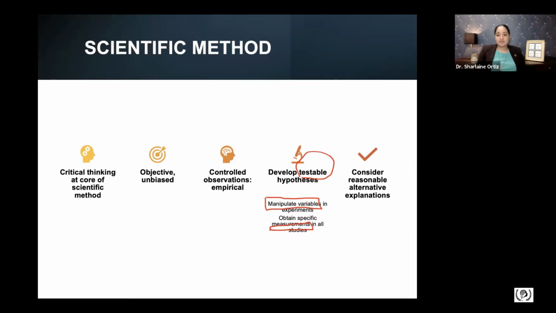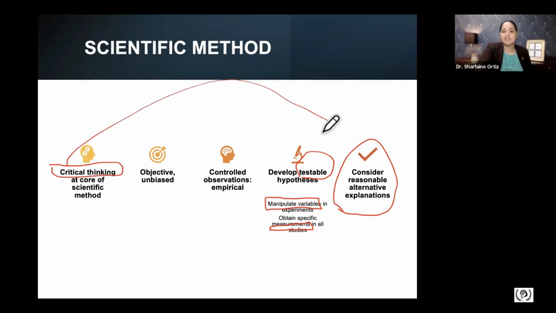Now, the next thing is to consider reasonable alternative explanations. Why is this important? Because remember what we were talking about earlier when we were thinking about critical thinking, we also always want to eliminate our own expectation.